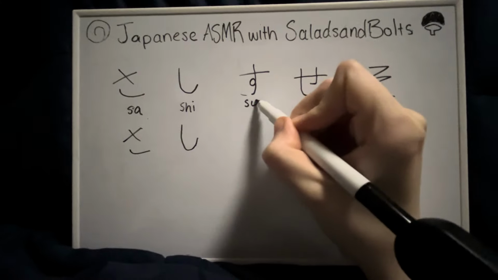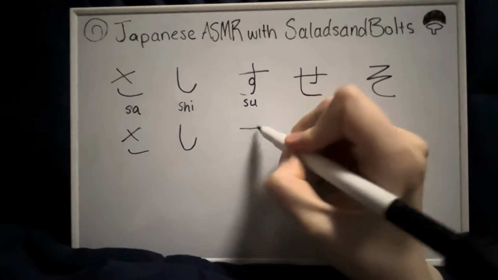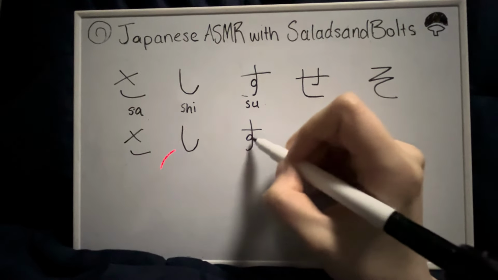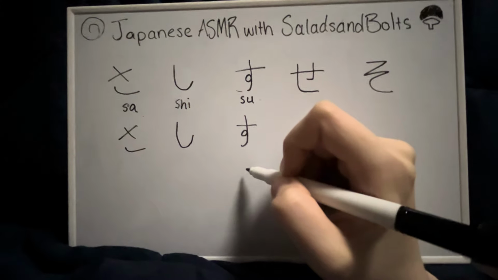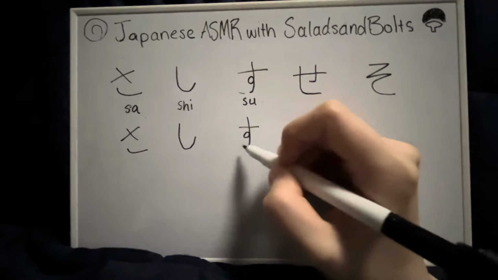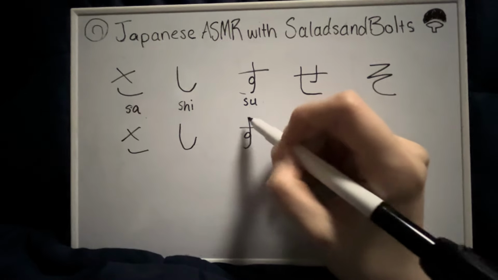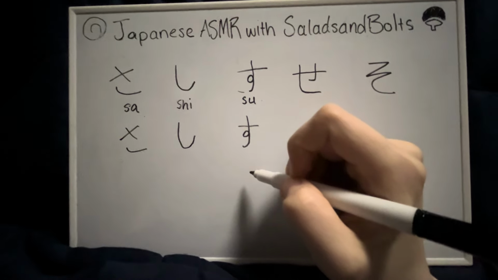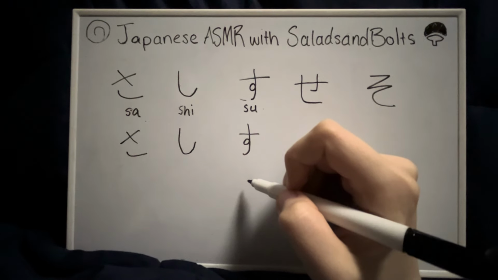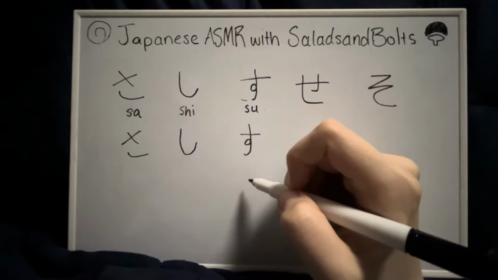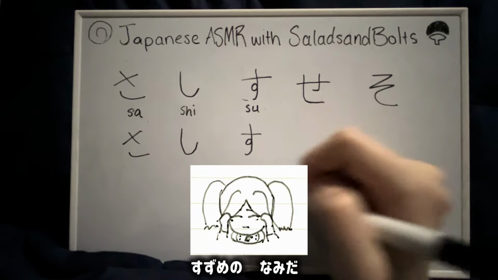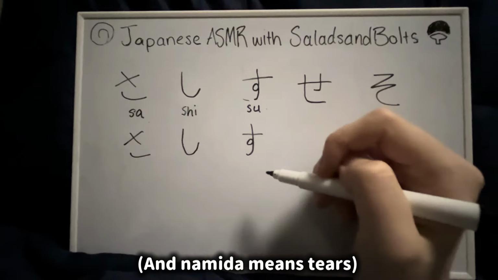Next is su. Su has this little curvy thing. I really like this character because it has this little loop here. But yeah, it's just like a T with a little swoop, because su for swoop. 1, 2. It only has 2 strokes. And it's kind of fun. Suzume no namida, I think, is what has 2 su, because suzume means like sparrow. Or yeah, well, okay, I have to explain that.